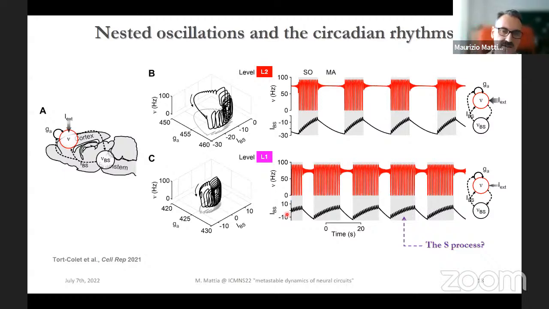An autonomous system can be designed in order to produce this nested oscillation. And this is simply obtained, again, having the canonical circuit with adaptation I showed before, coupled with another element, which is likely modeling the brainstem, where all the machinery related to circadian rhythms is implemented. So the machinery that is governing the transition from sleep to wake and coming back to it, okay?